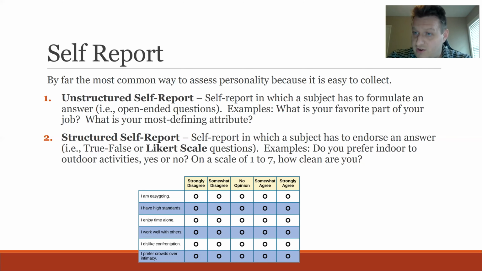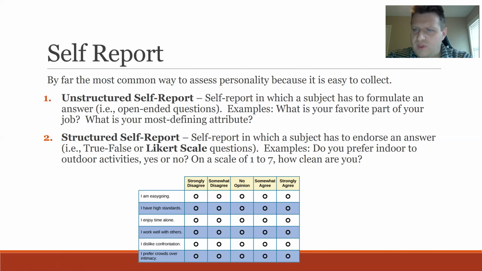And again, this is Likert, not Likert. On a Likert scale, maybe how organized are you from 1 to 7? Do you have high standards? Do you strongly disagree, somewhat disagree, no opinion, somewhat agree, strongly agree? Since there's 5 different answer choices, this is a 5-point Likert scale.